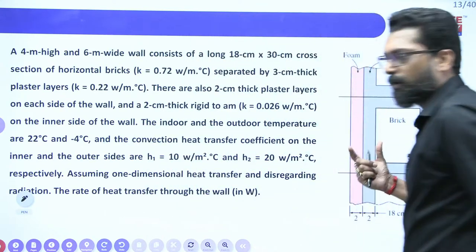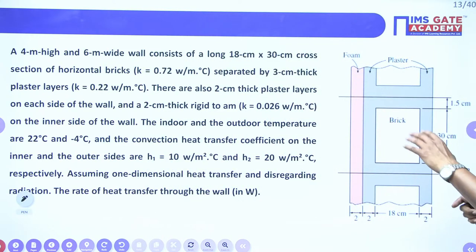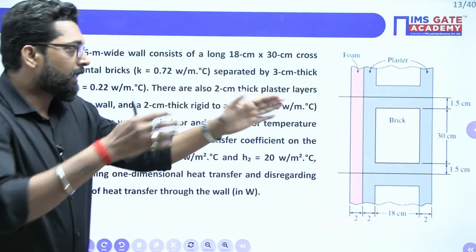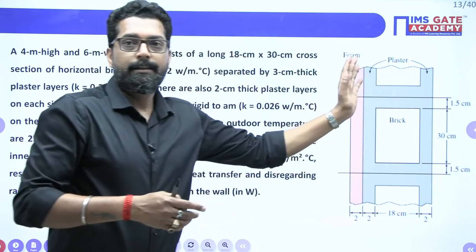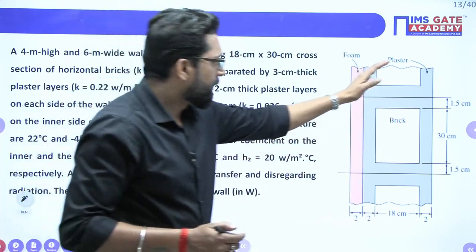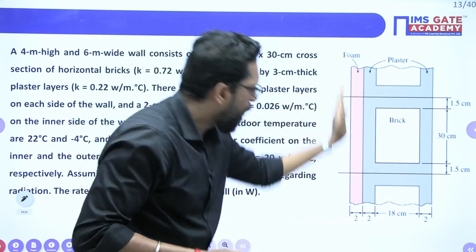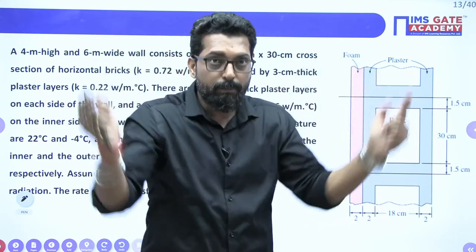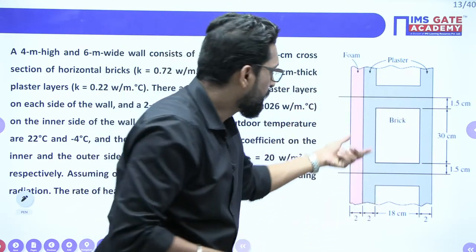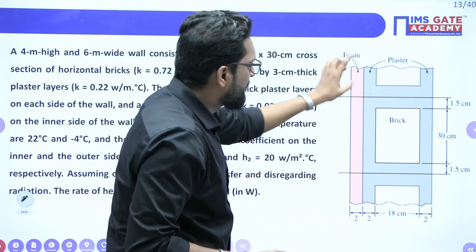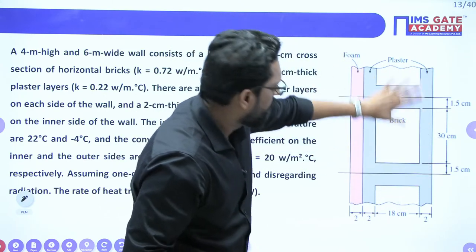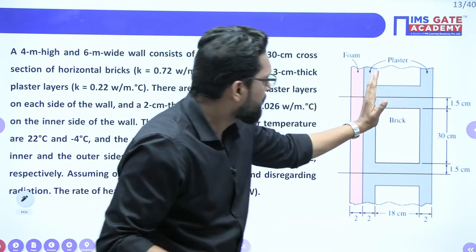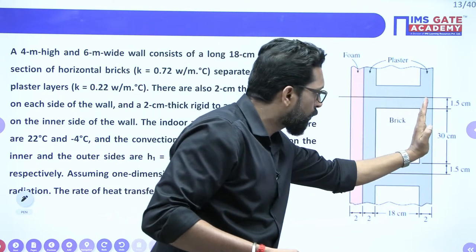Yes. This is your problem. Okay, beta. So this is your problem, which is related to the winter season. In the winter season, we are applying a foam on the inside of the wall so that the room gets warmer. So beta, there is a wall in which there are bricks and there is a plaster. In between that there is a plaster, and this is your inner side and this is your outer side.